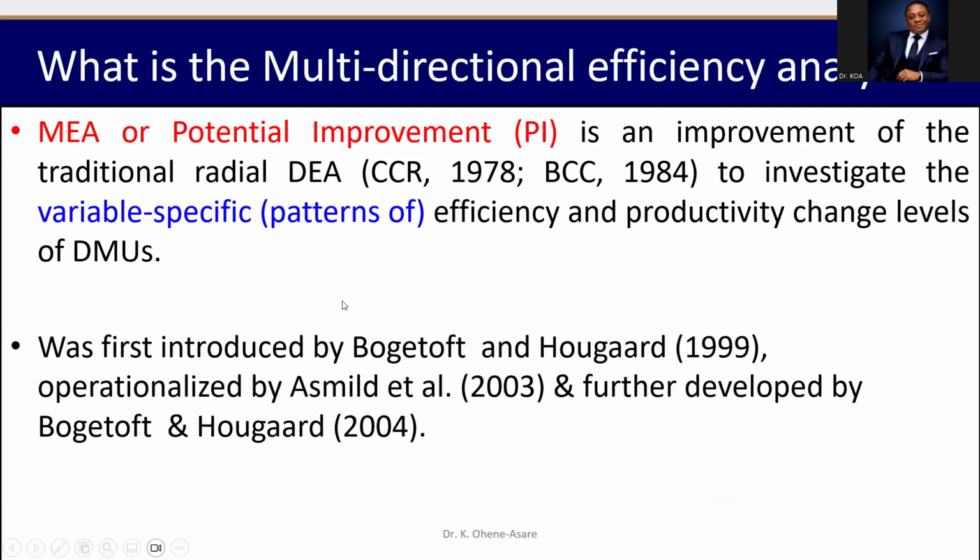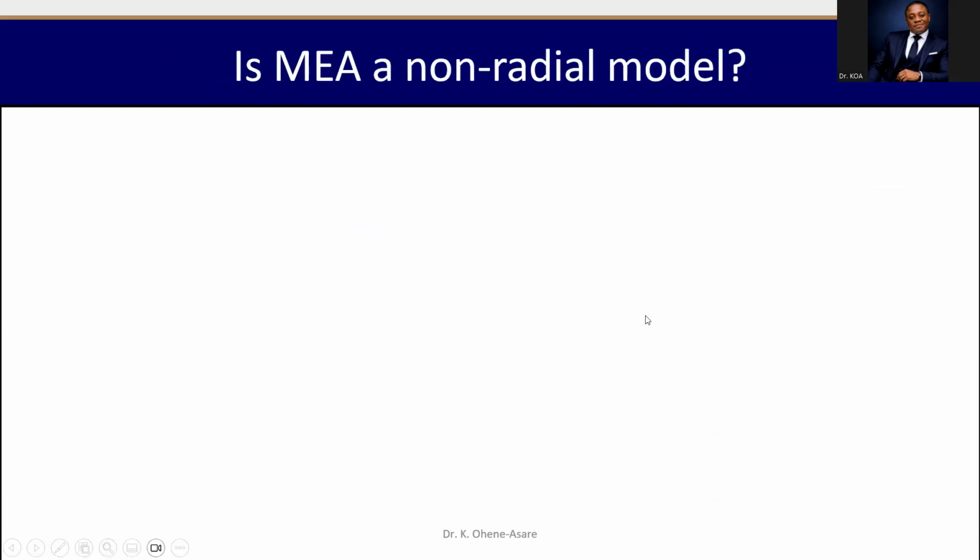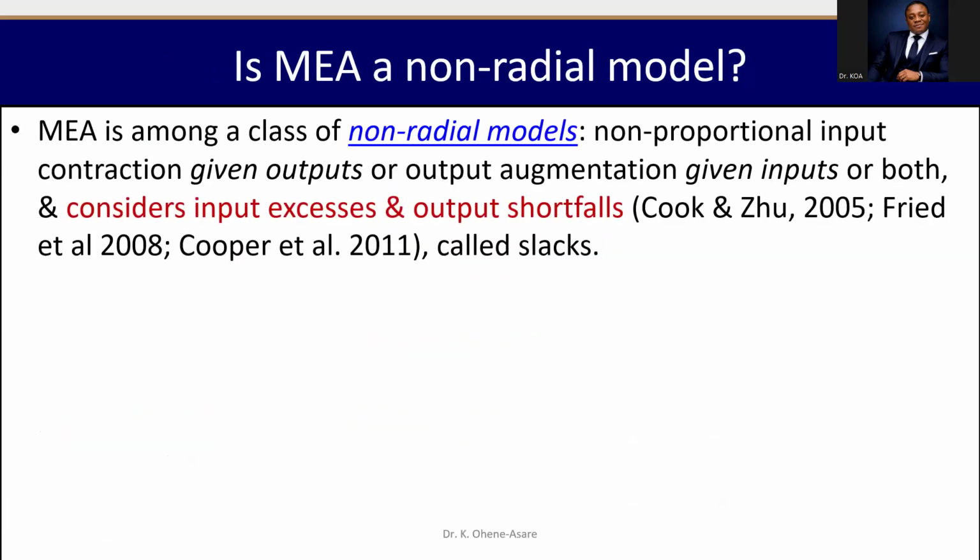All right, who introduced the MEA? It was originally introduced by Bogedorf and Hugard in general productivity analysis, then operationalized by Asmald et al. in 2003. Then in 2004, Bogedorf and Hugard actually brought the properties, the characteristics of the MEA, clear. So note the people behind. It's very important. And note the year. It was propounded, but it was much ignored until recently.